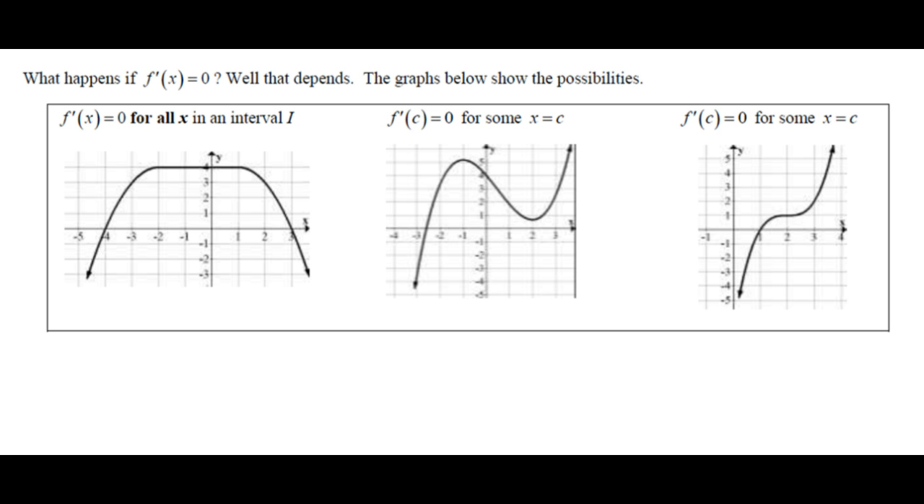What happens if f prime of x equals 0? Right. So derivative of 0, we've got some situation. Well, that depends. The graphs below show some possibilities. So f prime of x is equal to 0 for all x in an interval. If we have an interval where the derivative is 0, is it increasing or decreasing? Neither, right? So it's neither increasing nor decreasing. It's constant.